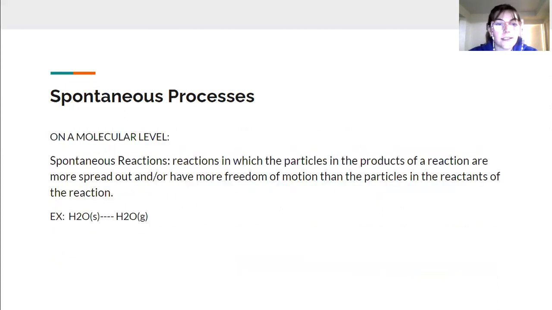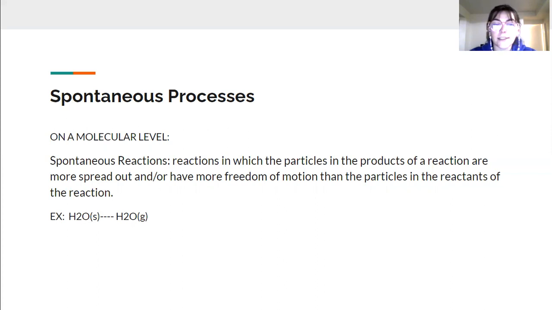So how does this apply to chemistry on a molecular level? A spontaneous reaction is a reaction in which the particles in the products of a reaction are more spread out and/or have more freedom of motion than the particles in the reactants of the reaction. So let's look at this example of solid water going through a reaction to become water vapor.